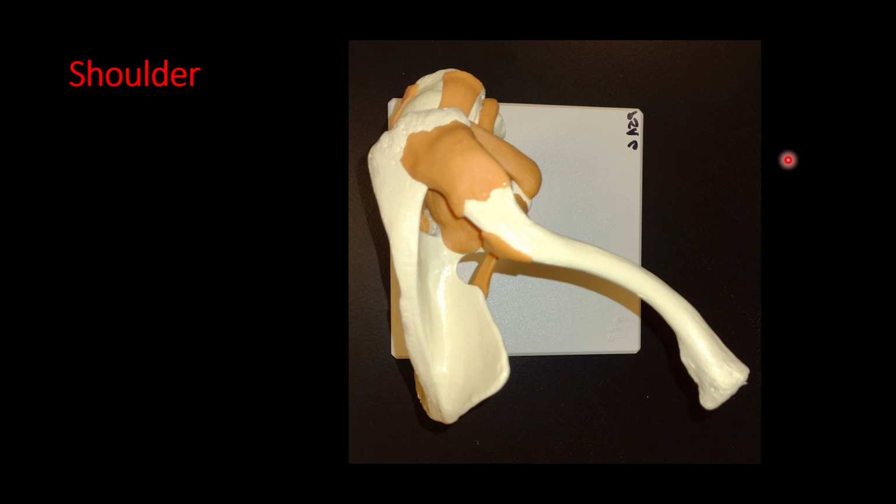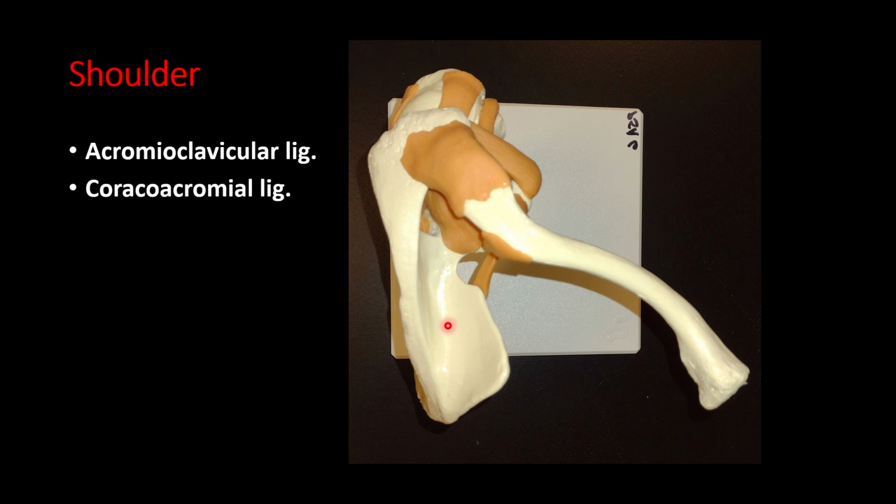This is the superior view. So this is clavicle, and this is the acromion, and this is the acromioclavicular. This is the spine, and this is the supraspinous fossa. And the coracoacromial. So from coracoid it goes to the acromial. This is coracoid, acromial.